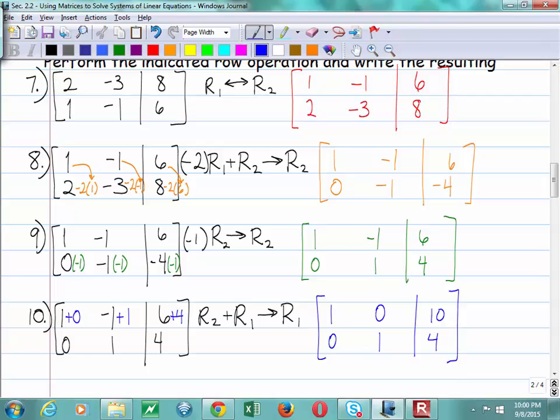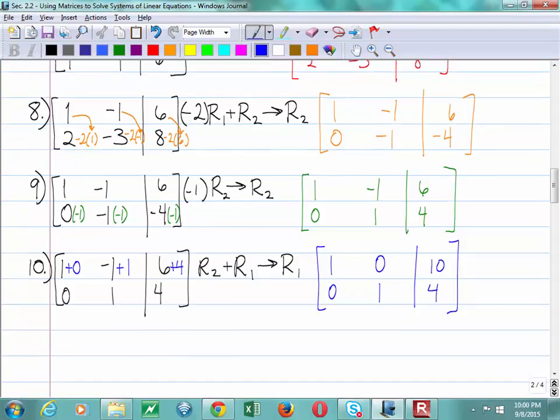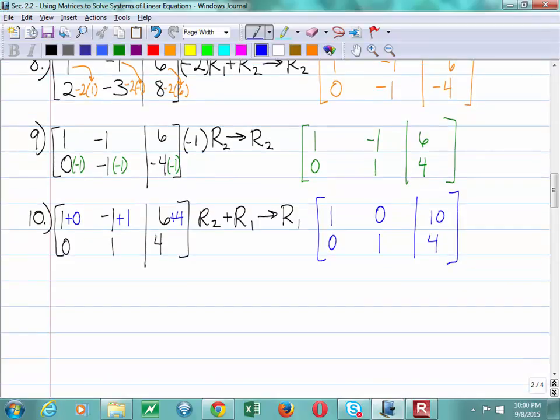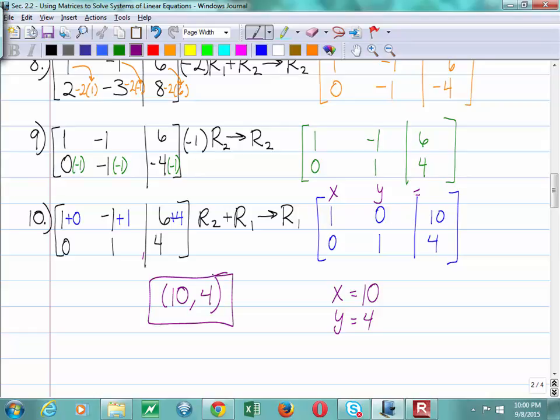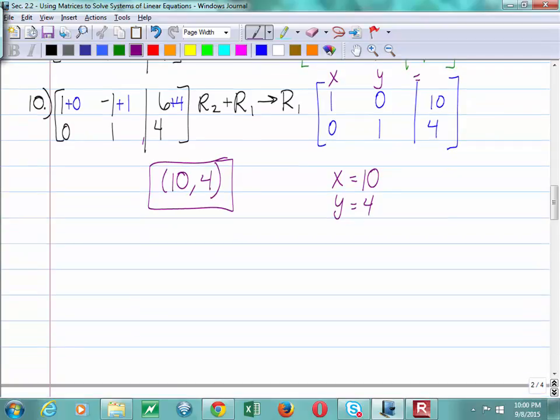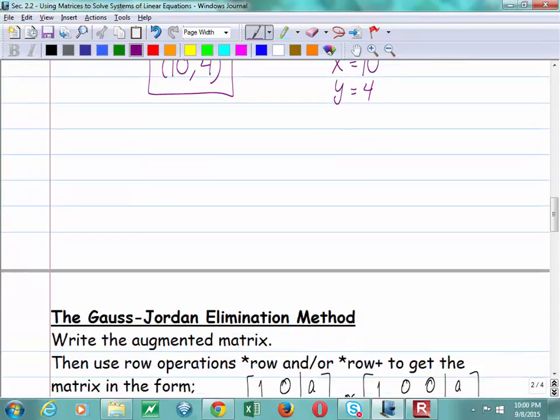Alright, so basically what we just did there was we solved the system. And if we were solving this system, our answer would be 10, 4. Because this column would represent x, this column would represent y, this is the equal sign. So x equals 10 and y equals 4 is what it's telling you. Or in other words, your solution is 10, 4. Alright, and we're going to talk more about that on the next page here.